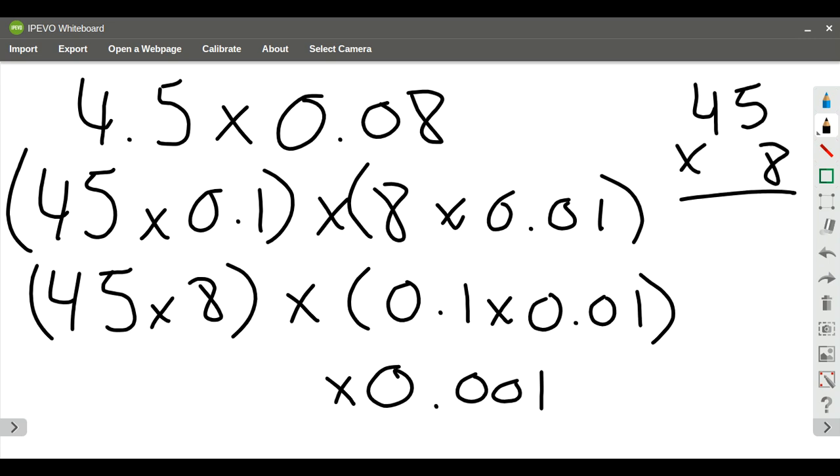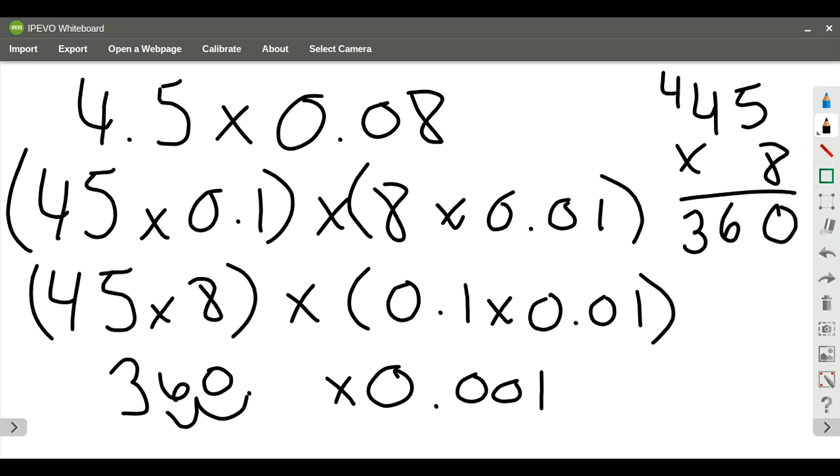8 times 5 is going to be 40, so I put down the 0. I regroup the 4. 8 times 4 is going to be 32, plus 4 is going to be 36. So I have 360 multiplied by 1/1000. So my decimal is going to go 1, 2, 3 places to the left. And when I do that, I end up with 36 hundredths. I don't need to put this decimal here as a placeholder in my final answer.